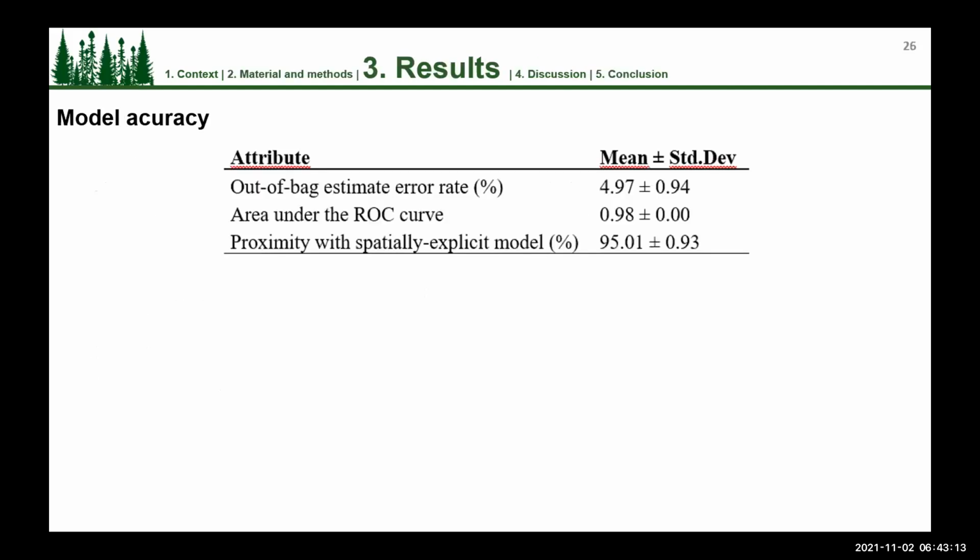What we obtain is a very good model with very high accuracy, because as we can see, the error rate was very low, under 5%, with an almost perfect area under the ROC curve. The influence of the spatial autocorrelation was almost null, because spatially explicit and spatially non-explicit models were providing almost the same results. It shows that ALS data are very efficient to discriminate structurally the early and late old growth forests, to have a very clear picture of the structure.